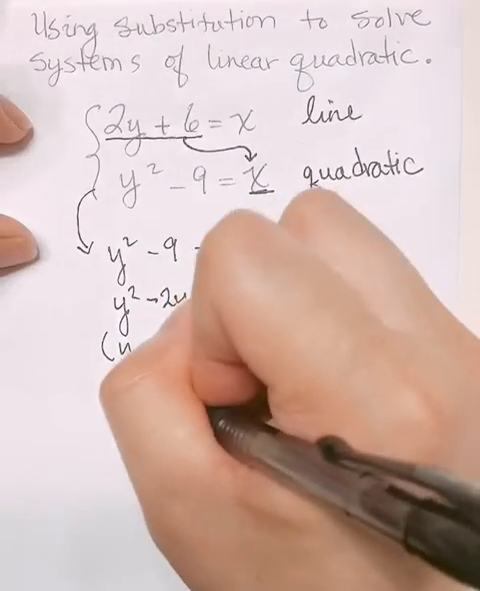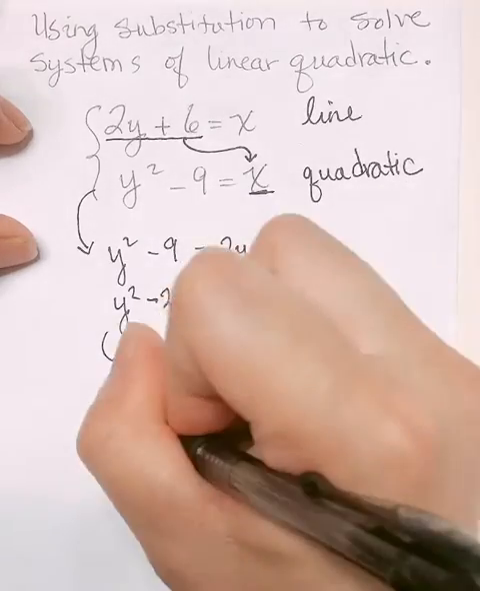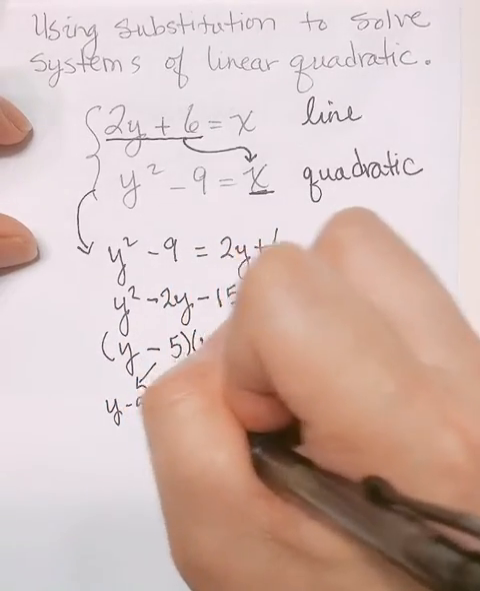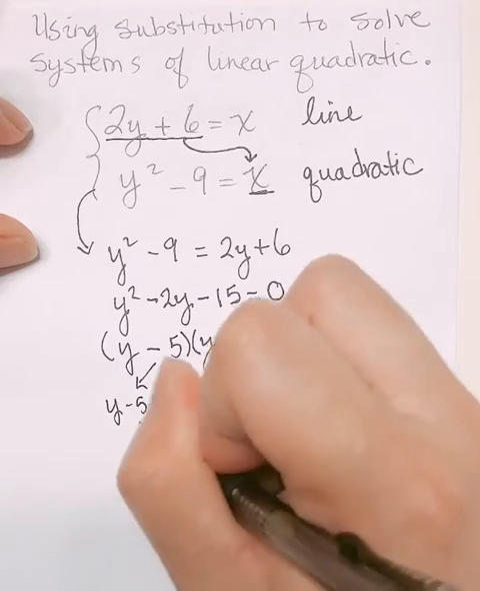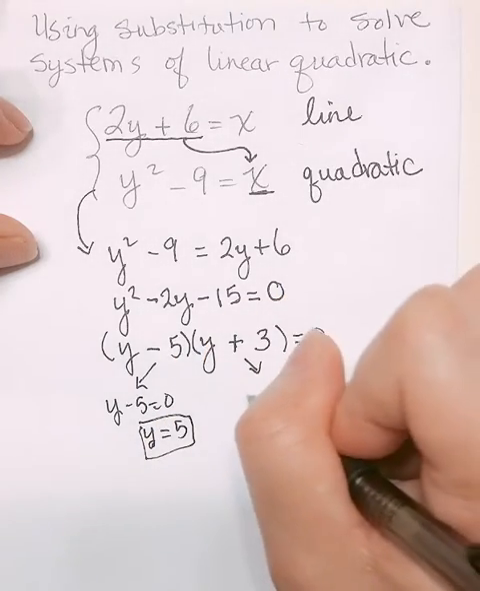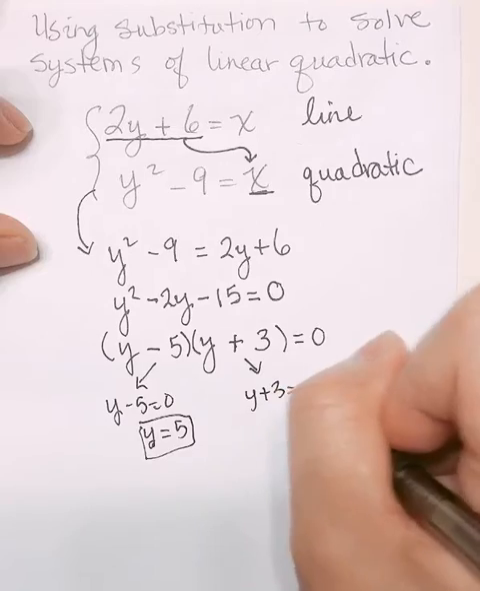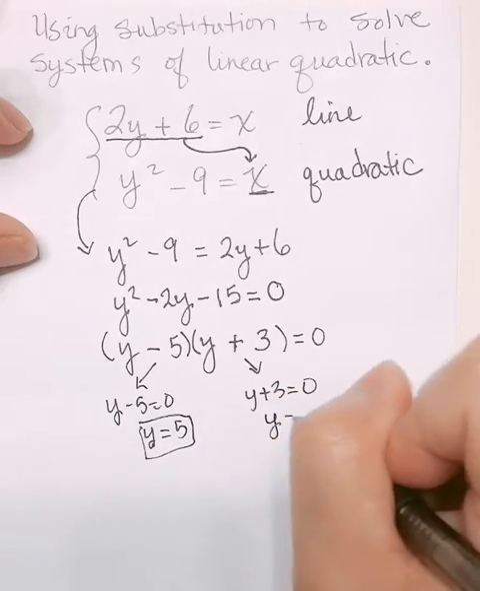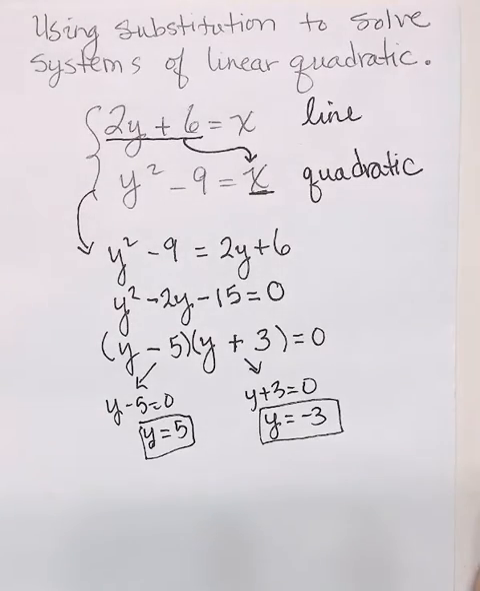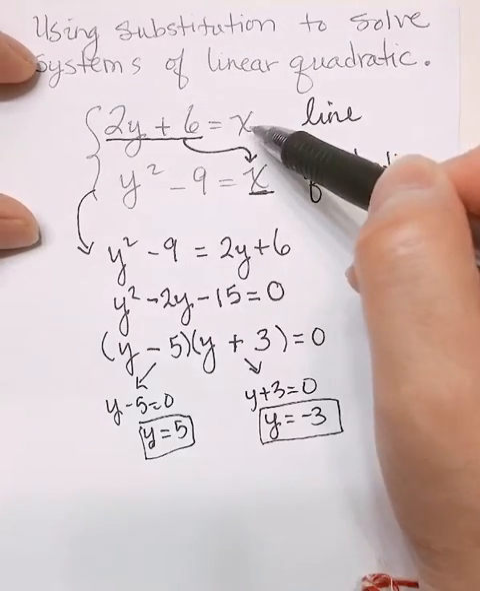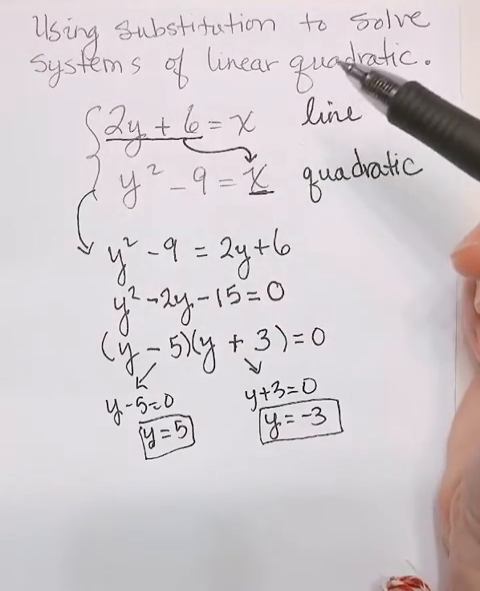And then I solve these separately. y minus 5 equals 0, so y equals 5 is one answer. And then y plus 3 equals 0, and y equals negative 3 is the other answer. Now, I have two answers for y. I also need to find my x, which means I have two answers for x as well.